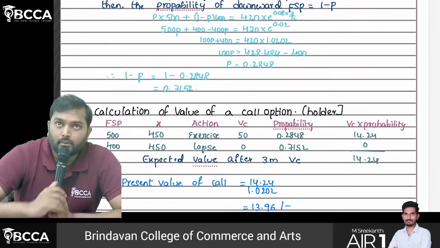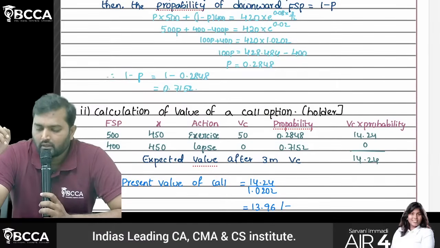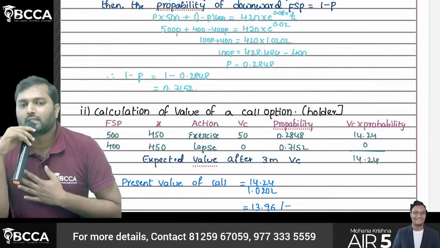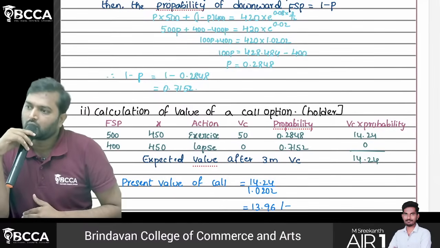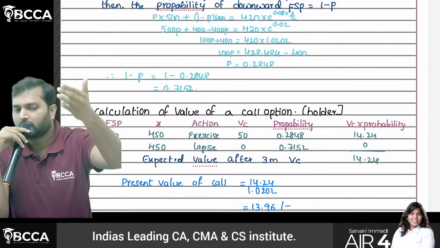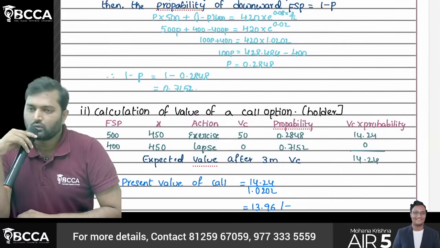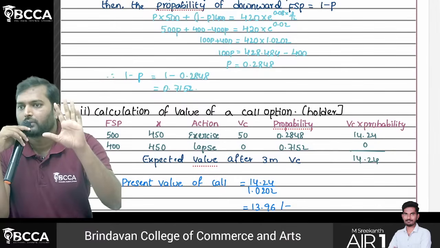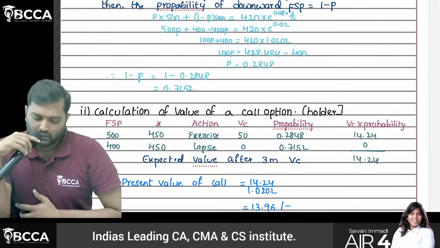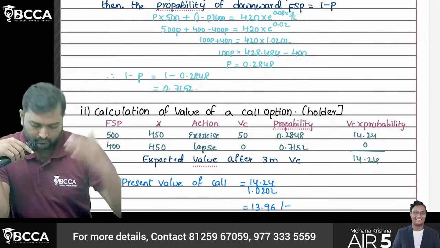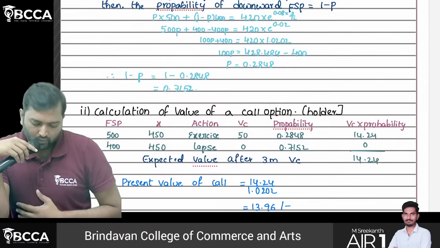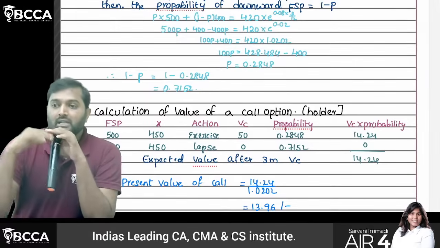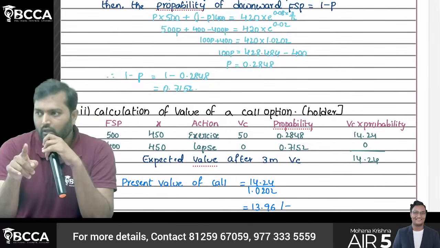Now the value of a call option, simple. Strike price is 450. What is the meaning of this 450? I have a right to buy one share at the rate of 450. In the next 3 months, the price may increase to 500 or decrease to 400. If the price increases to 500, I will exercise the call option and the benefit I get is 50 rupees. If the price decreases to 400, I will allow the call option to lapse. Value of a call is 0. That means at the end of 3 months, the value of a call can be 50 or 0.